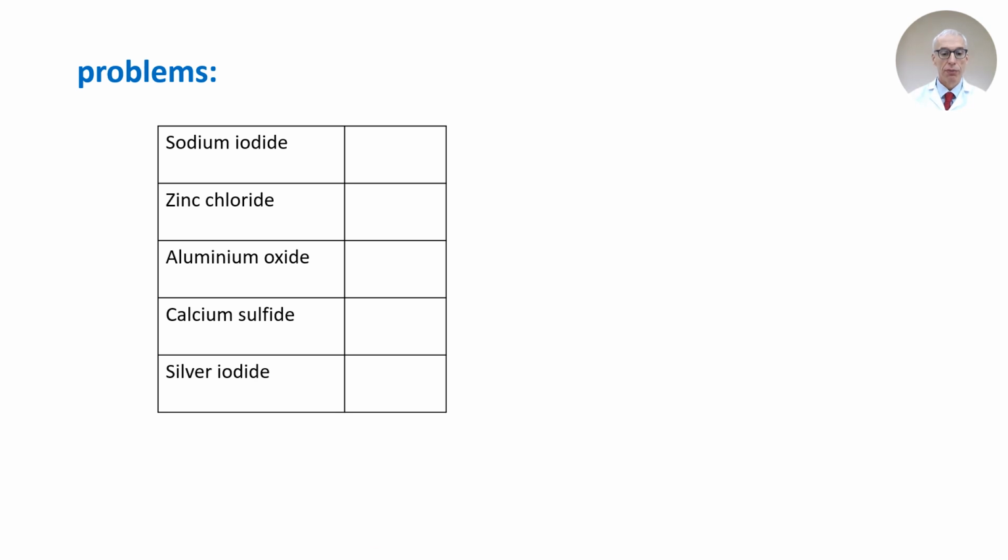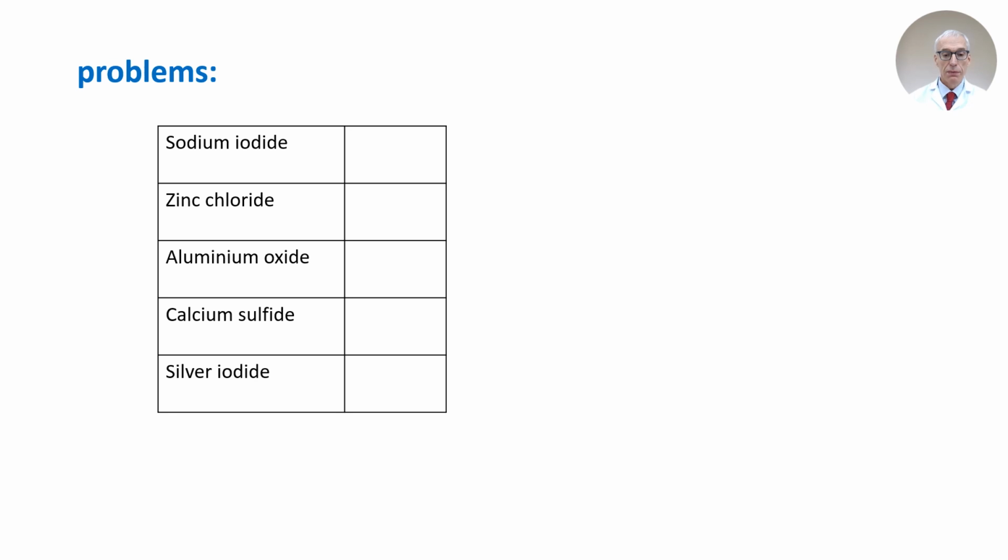So here are some problems. Sodium iodide, zinc chloride, aluminium oxide, calcium sulfide, silver iodide. Would you like to write the ionic empirical formulae for these compounds? Pause, come back to check against my answers.